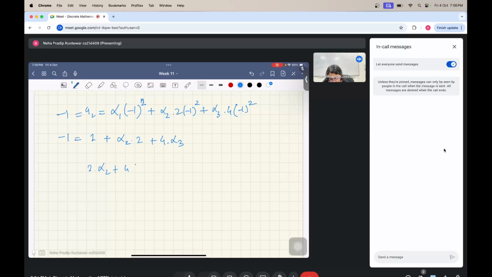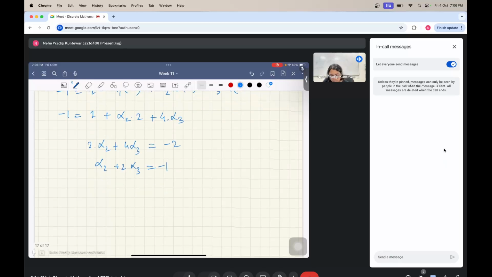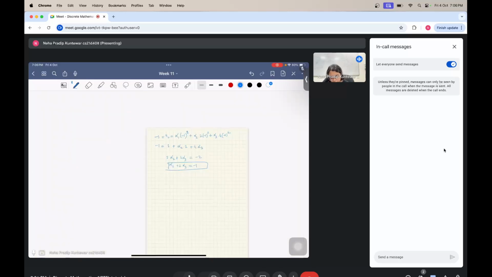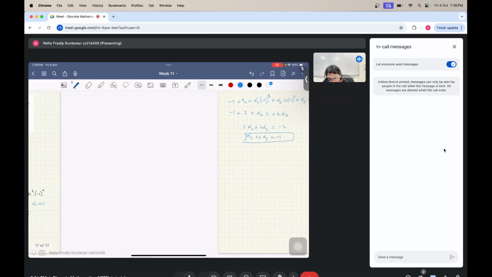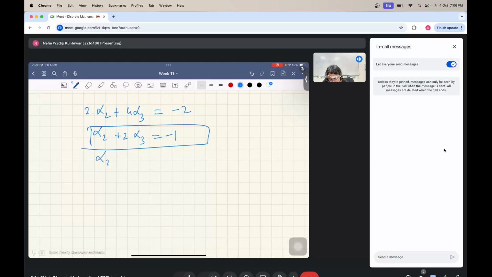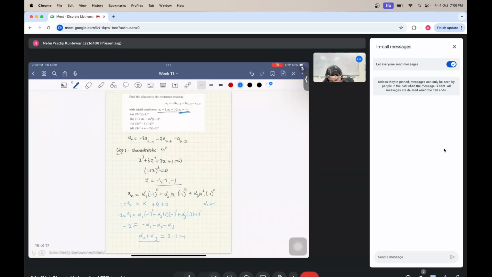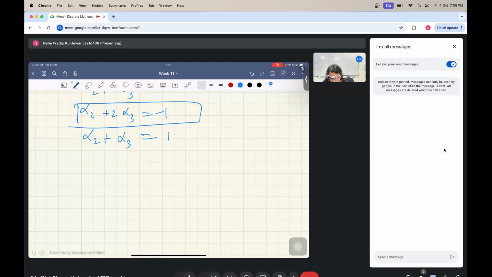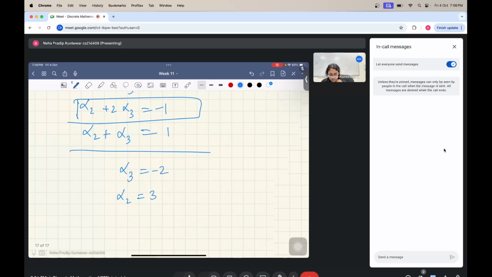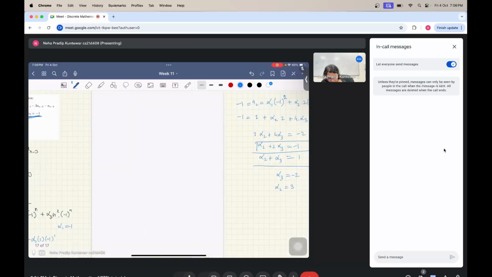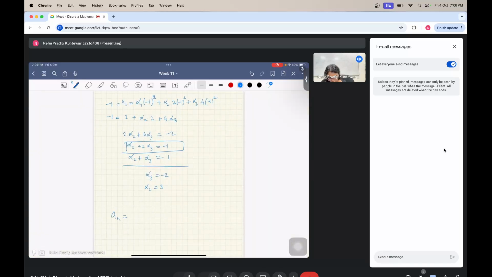So this is alpha 2 times 2 plus 4 times alpha 3, and that gives you 2 times alpha 2 plus 4 times alpha 3 is equal to minus 2, that is alpha 2 plus 2 alpha 3 is equal to minus 1. I'm just dividing this by 2. So this is one equation that you have, and the other equation is what we wrote earlier. You know that alpha 2 plus alpha 3 is equal to 1, and if you subtract this, what you get is alpha 3 is equal to minus 2, and if you substitute it here, you get alpha 2 is equal to 3.